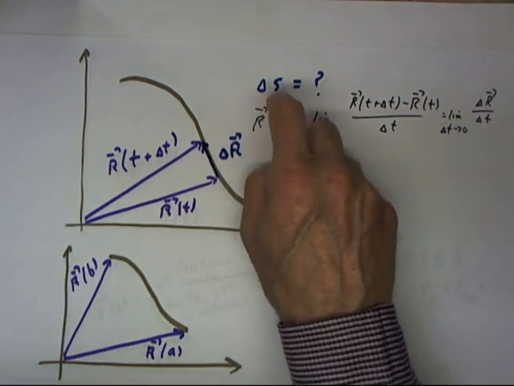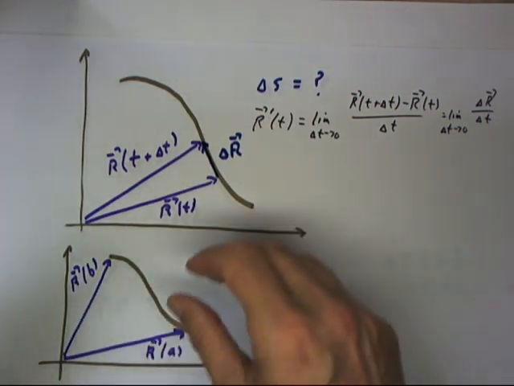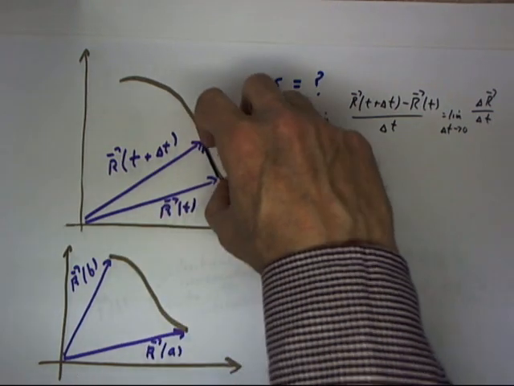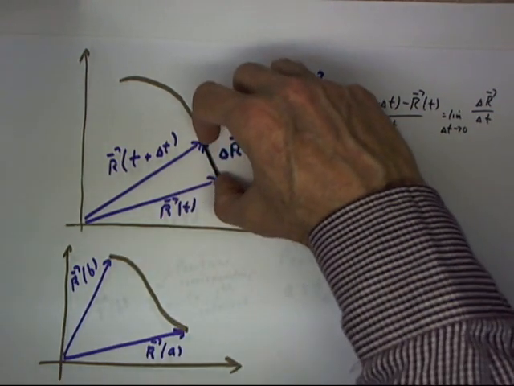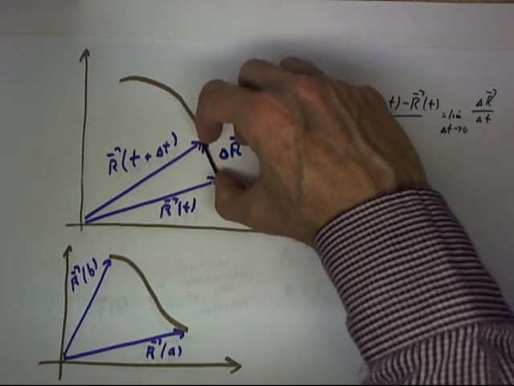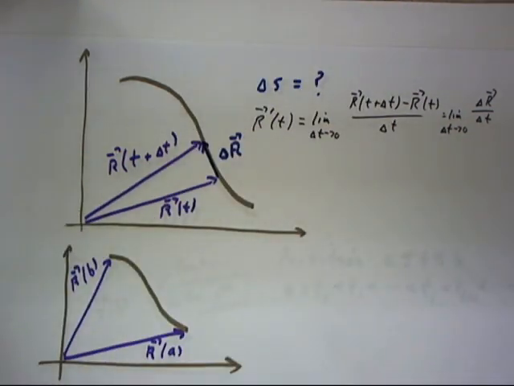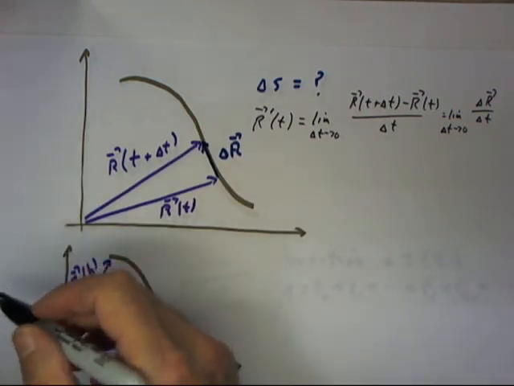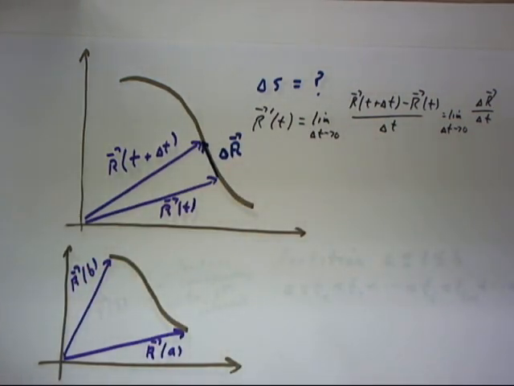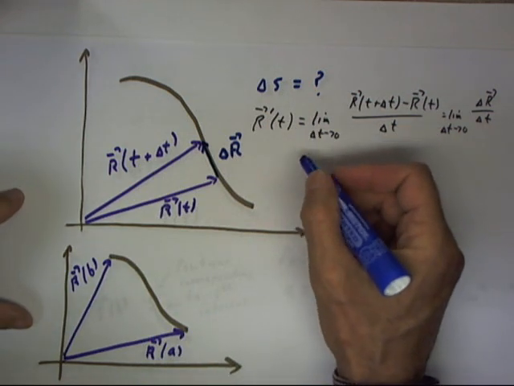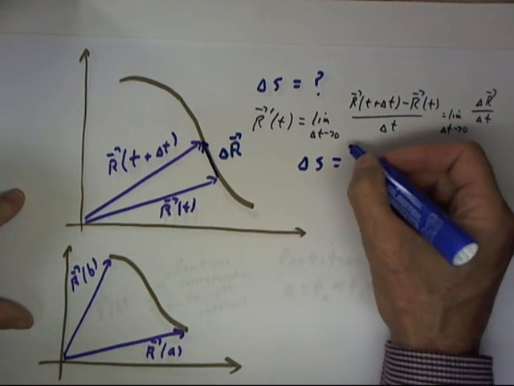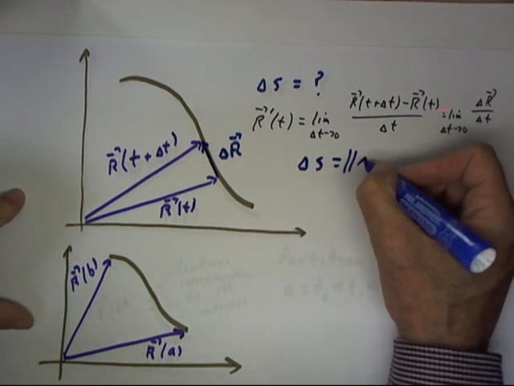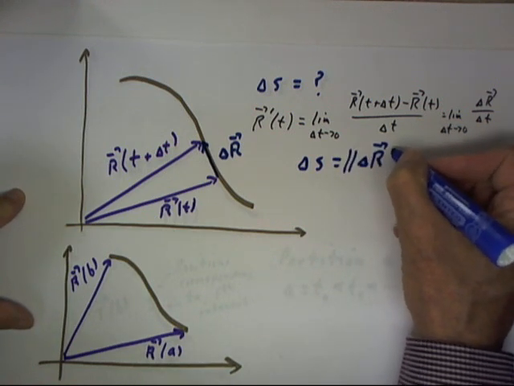Now, what do we mean by delta s? We mean distance. It should be clear that if this is a fairly short segment of the curve, delta r comes very close to coinciding with the curve over this interval. So in this case, delta s would just be the magnitude of delta r.